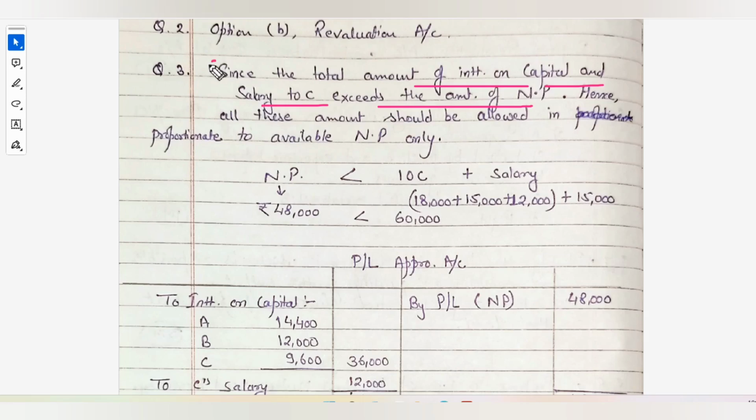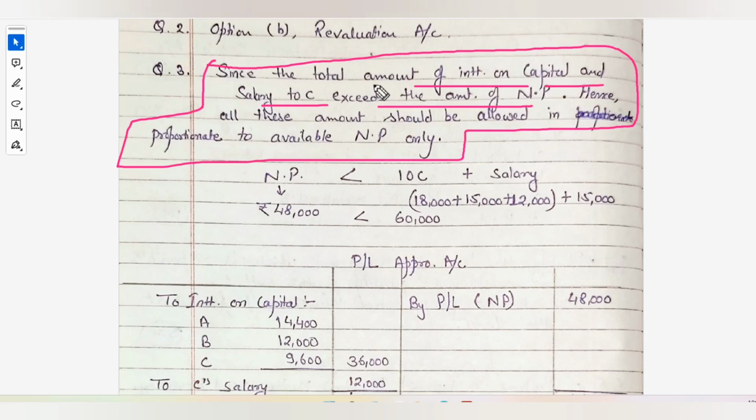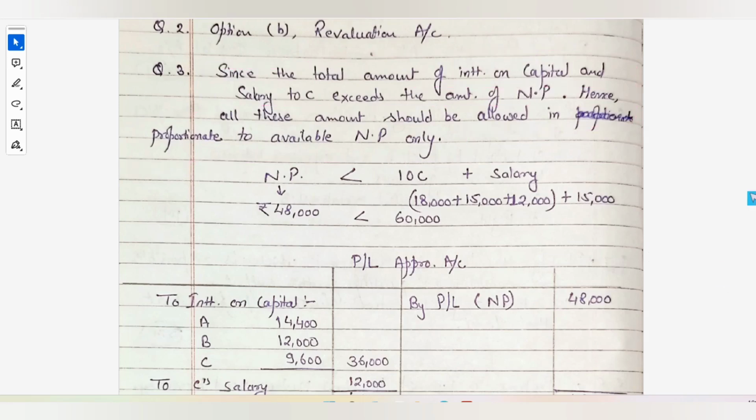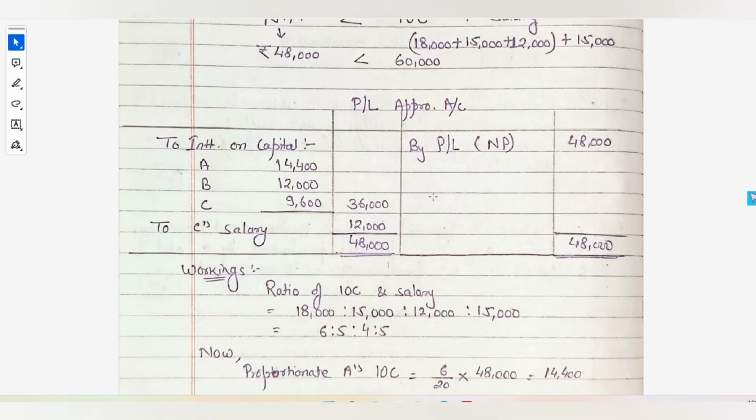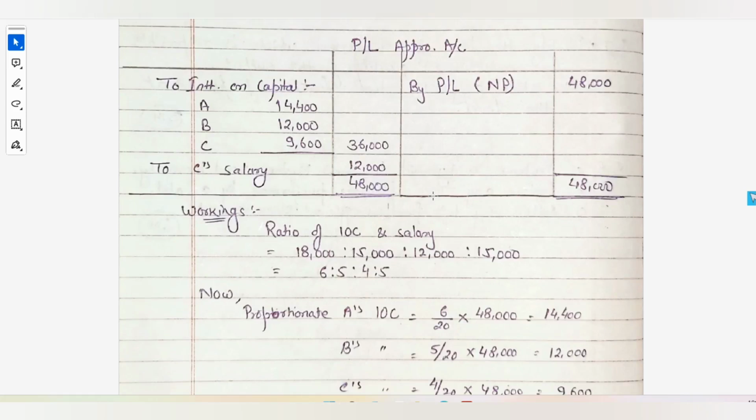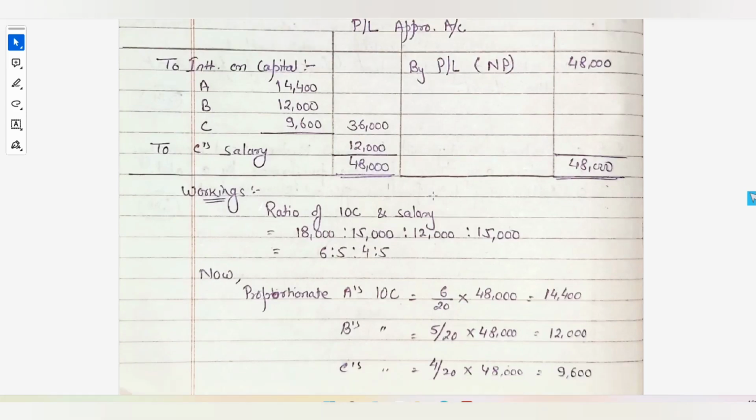That is why I have written this statement, just to remind you all that whenever this kind of question arises in your paper, you have to be utmost sincere and careful. So this is the case. The net profit available is 48,000. The total of all the interest as well as the salary is equal to 60,000, which is exceeding the amount of available net profit. That means we need to readjust, or we need to proportionate the amount of all these items to make the available net profit and appropriation convenient to the partners.